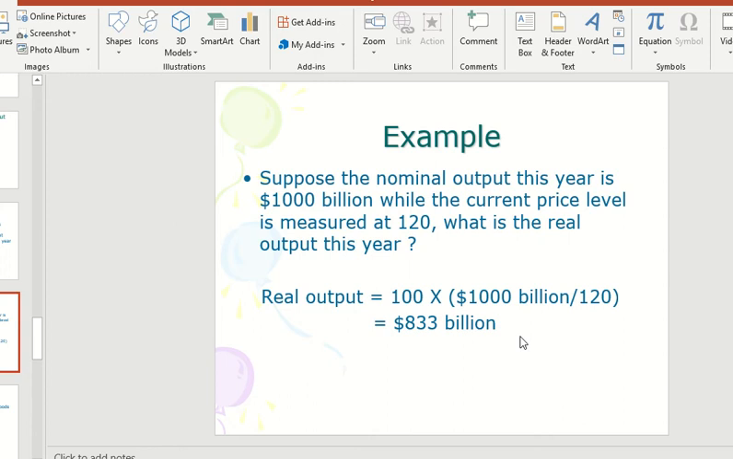So while nominal output or nominal GDP is very easy to calculate, it sometimes may not be a good indicator for policymaking. But when you look at real output, we have calculated it is 833 billion. So it is a much more modest growth compared to the base year, or last year. That's because we have taken away the effect of inflation, the change in prices. So now we can focus on the variable itself, which is the output or the GDP.